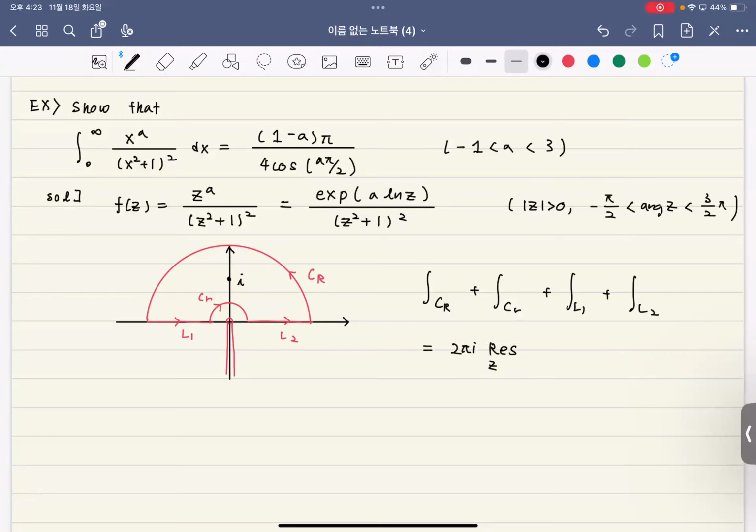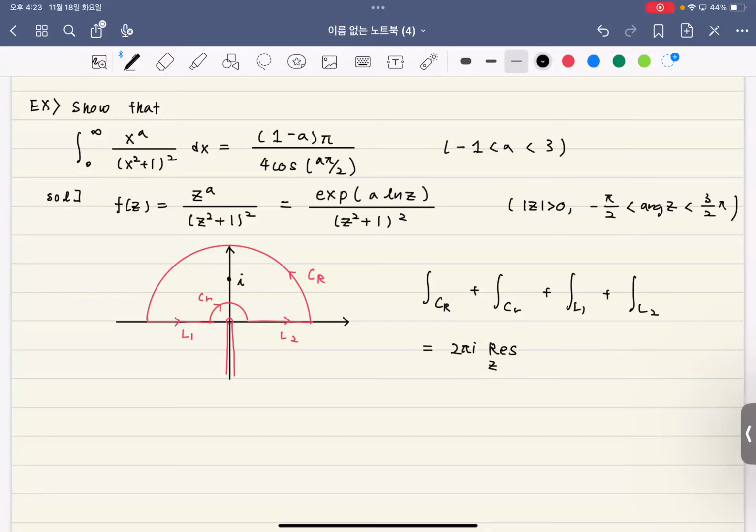Now I want to show that this integral tends to 0 as R goes to infinity. What was my range of the parameter a? So a was between -1 and 3. For the worst possible case, when a is very close to 3, the degree on the top is slightly less than 4, and the degree on the bottom is precisely 4. So I'm sure that this tends to 0.